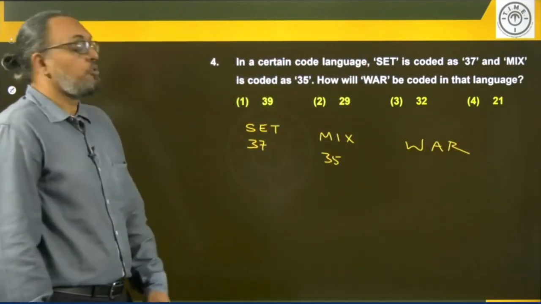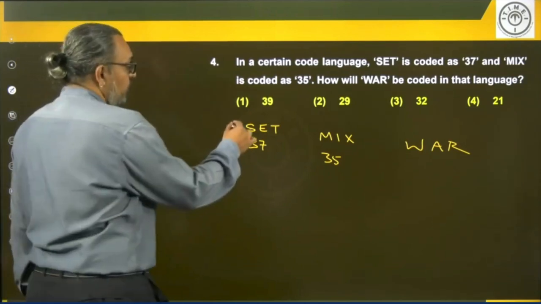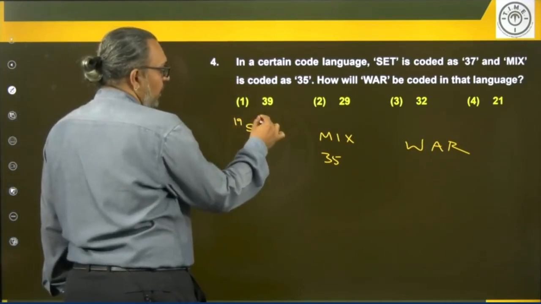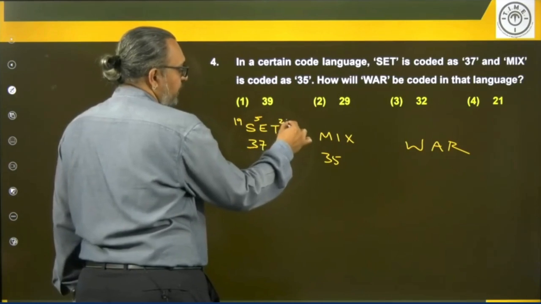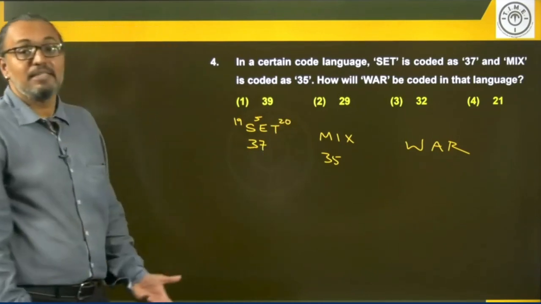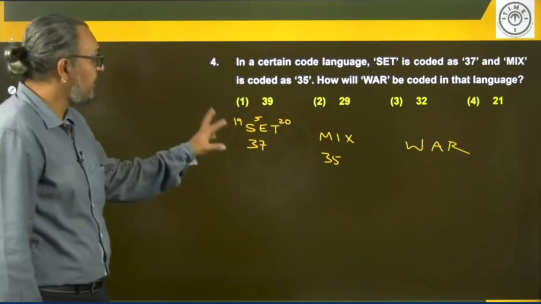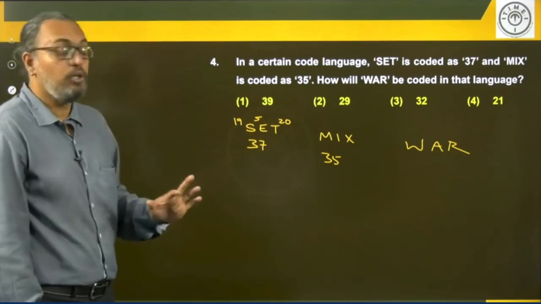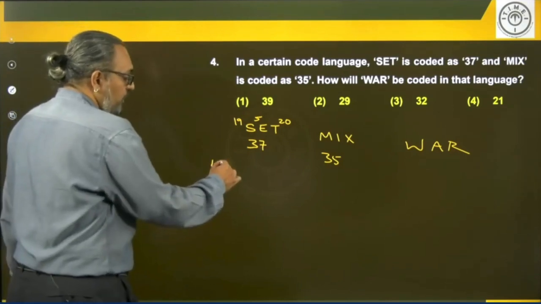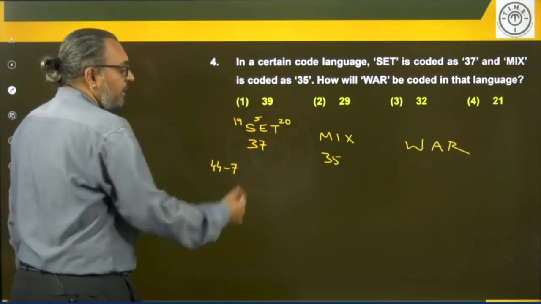Okay. So let's take the help of place values. You have 19, you have 5 and then you have 20. Okay, let's add them. So we have 19 plus 20 is 39. 39 plus 5 is 44. So I'm getting 44 and if I do minus 7, I'm getting 37.